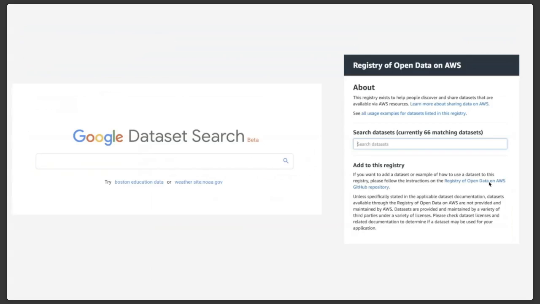Similar to how Google Scholar works, Dataset Search lets you find data sets wherever they're posted, whether it's a publisher's site, a digital library, or an author's personal webpage.